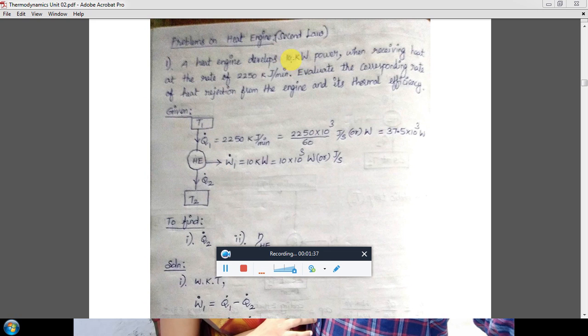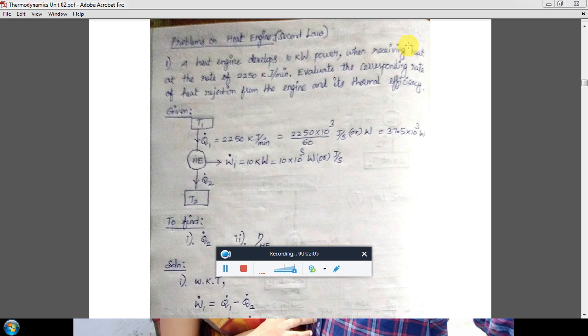A heat engine develops 10 kilowatt of power. Power is defined as work done per unit time. The work done with respect to time is called power. So the engine produces 10 kilojoule of energy per second, and 10 kilojoule per second is called 10 kilowatt. So the work produced by the engine is 10 kilowatt.